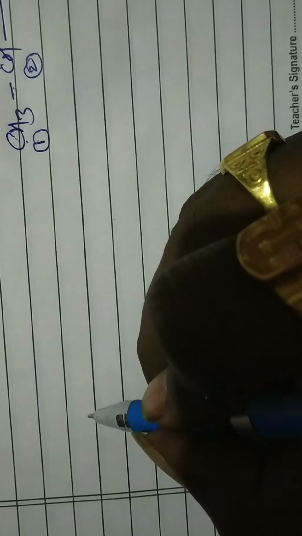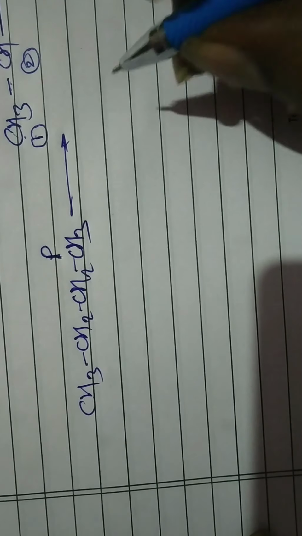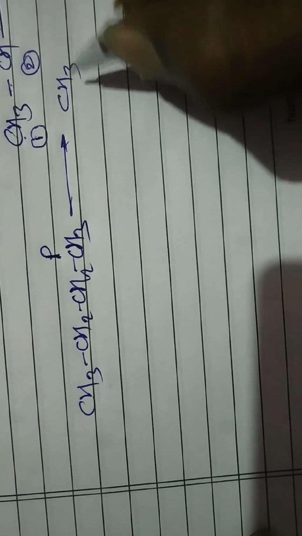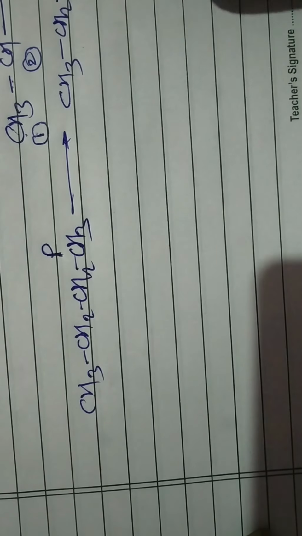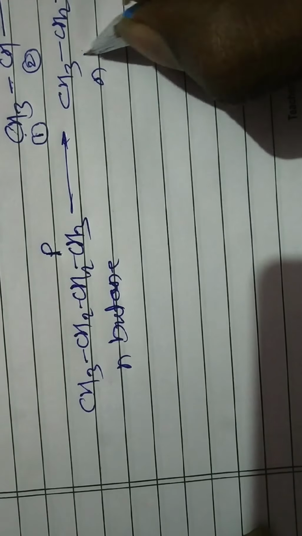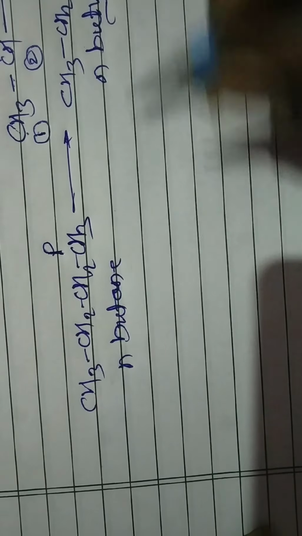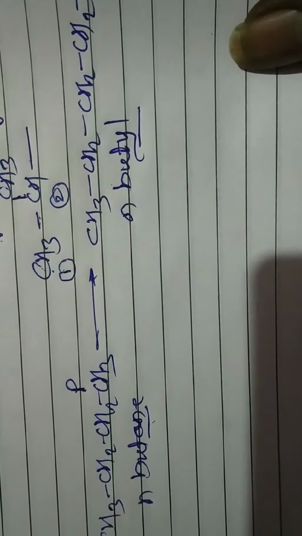Let us see another example, butane. This is n-butane. If a hydrogen atom from a primary carbon atom is removed, we get the butyl group. From n-butane, it takes the name n-butyl. Here also ANE is replaced by Yl. Here also n is replaced by yl.